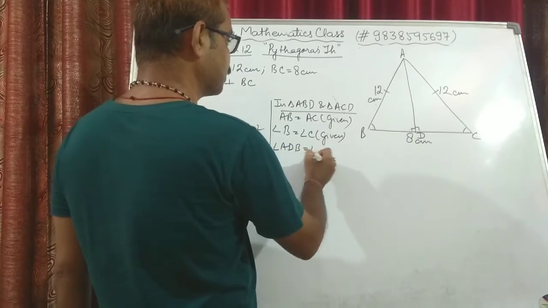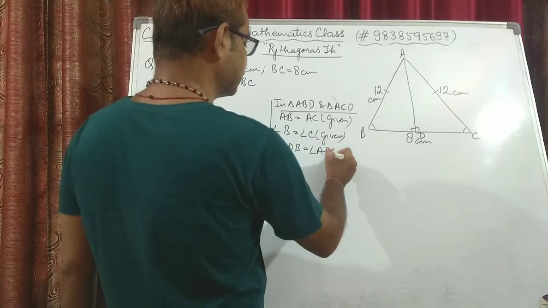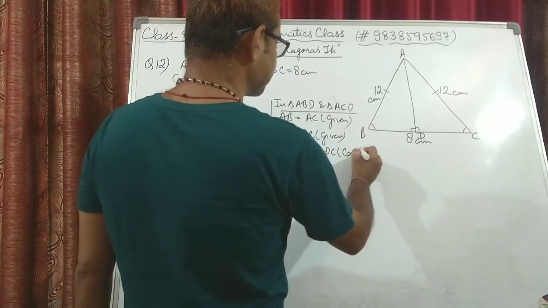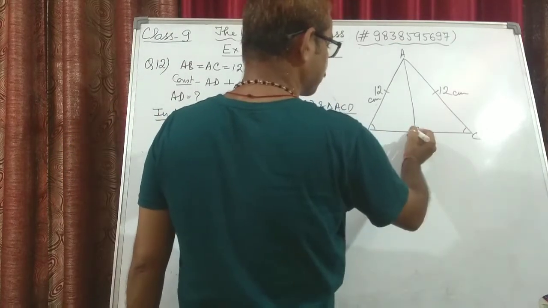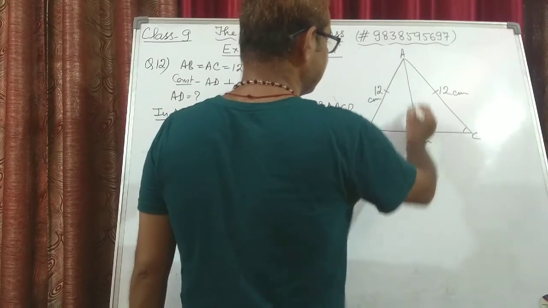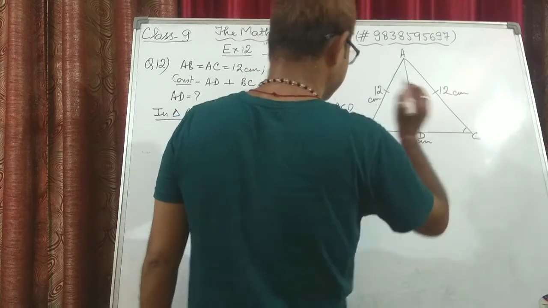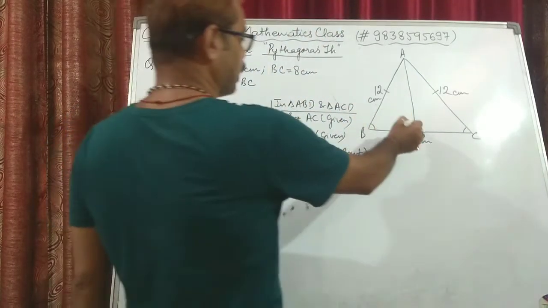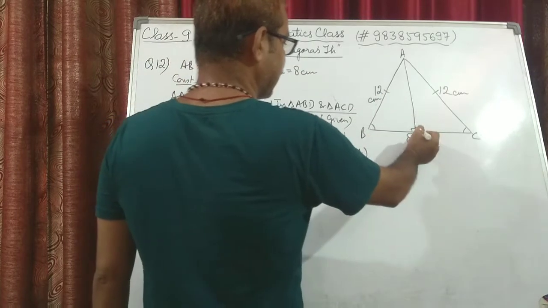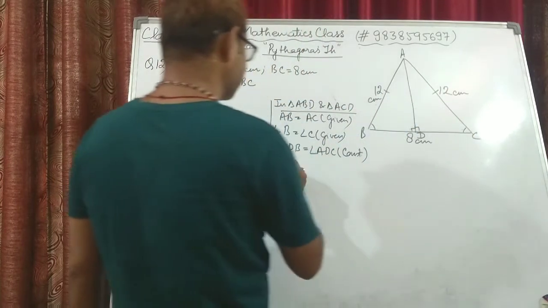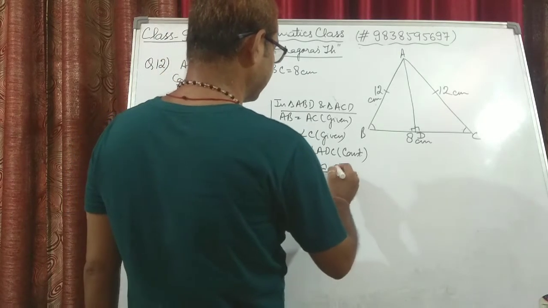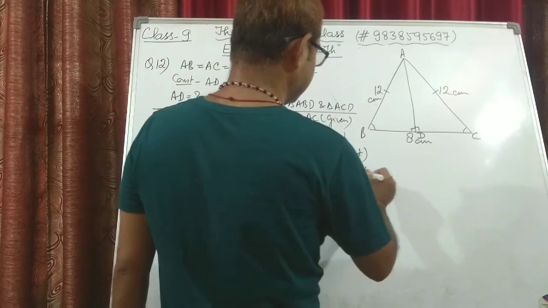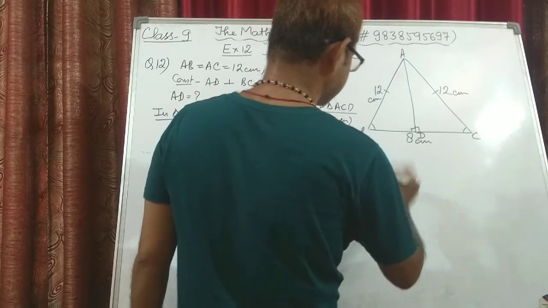Third thing, we can say angle ADB is equal to angle ADC. Why? By construction. Just now we have constructed AD perpendicular to BC. So angle ADB and angle ADC, both of them will be 90 degrees. So angle side and angle side. So we can say that triangle ABD is congruent to triangle ACD by the angle side rule.